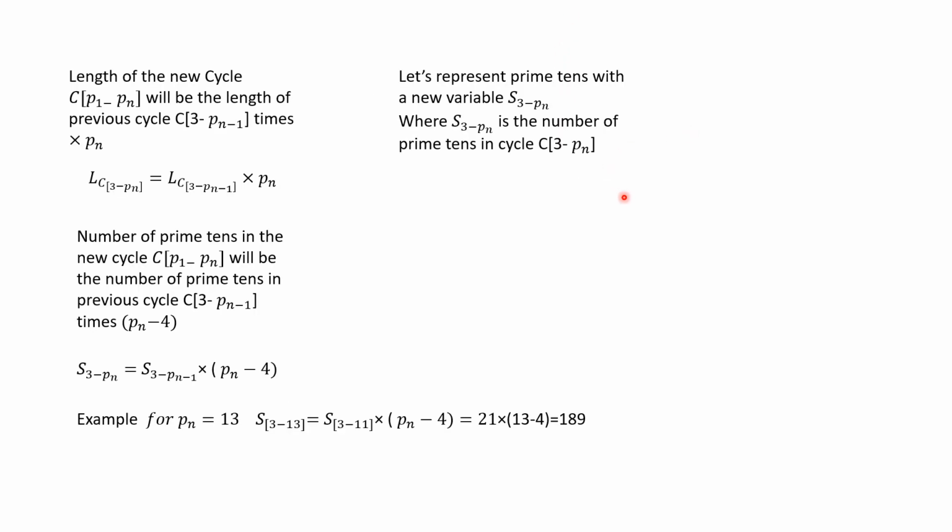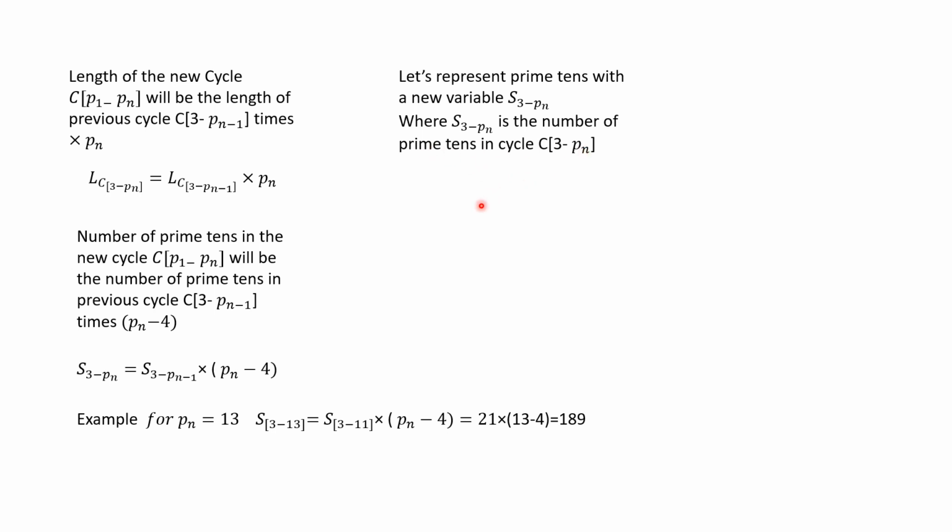So the length of the new cycle will be the length of the previous cycle times Pn, right? So this is the equation. That's always like that. We know that already. We now represent the number of prime terms in cycles with the variable s. So the prime terms in the cycle 3 through n will be represented by the variable s.